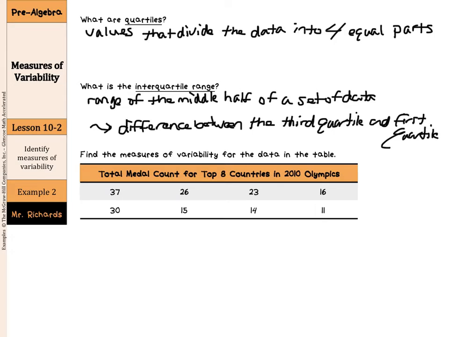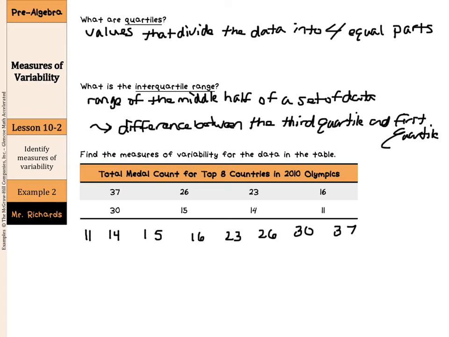And I think the easiest way to define first and third quartiles is by doing so within the context of an example. And so we have defined the measures of variability for the data in this table, and we have the top medal count for the top 8 countries in the 2010 Olympics. And so if I write these in order from least to greatest, we have 11, 14, 15, 16, 23, 26, 30, and 37.